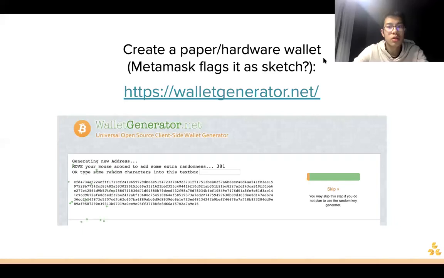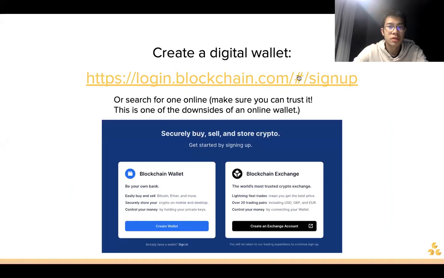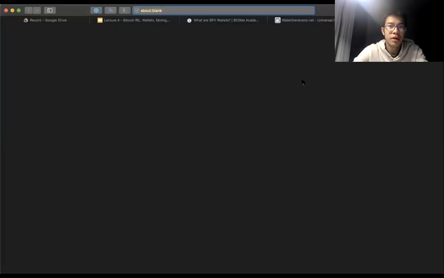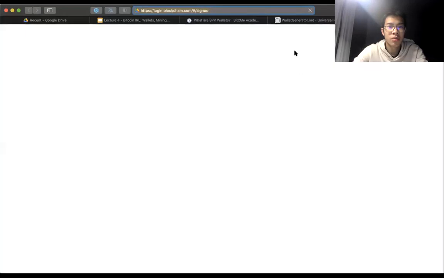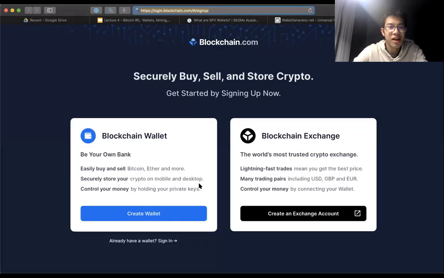All right. Do we want to make the next wallet? Here, we're going to create a hot wallet. MetaMask actually trusts it, even though it's supposed to be less secure, which is interesting. Let's go to blockchain.com wallet. You can create your own exchange account too, if you want to try after lecture. Let's create the wallet.